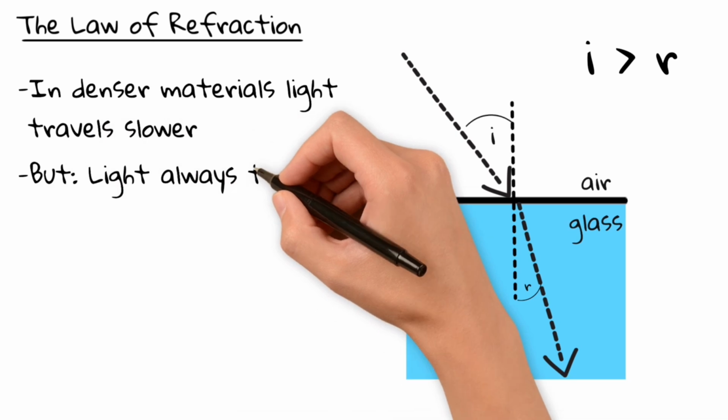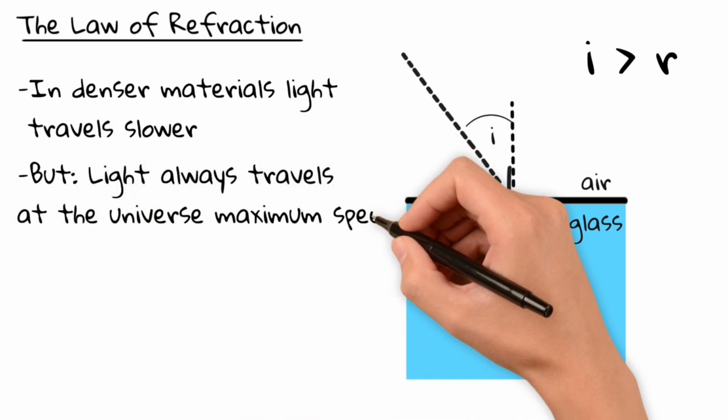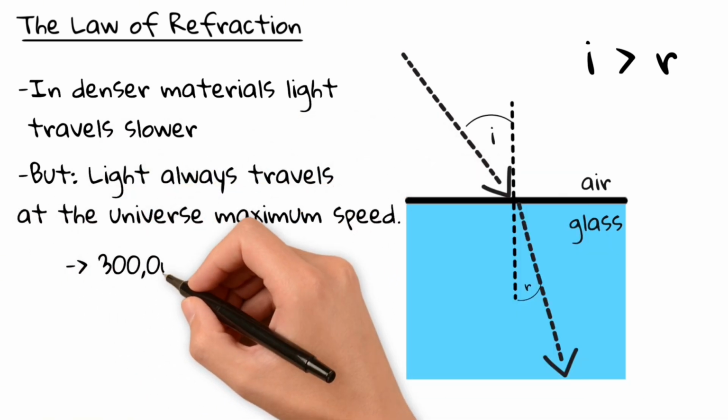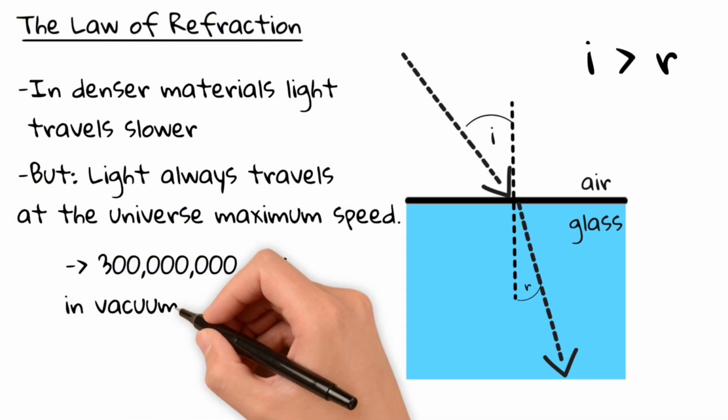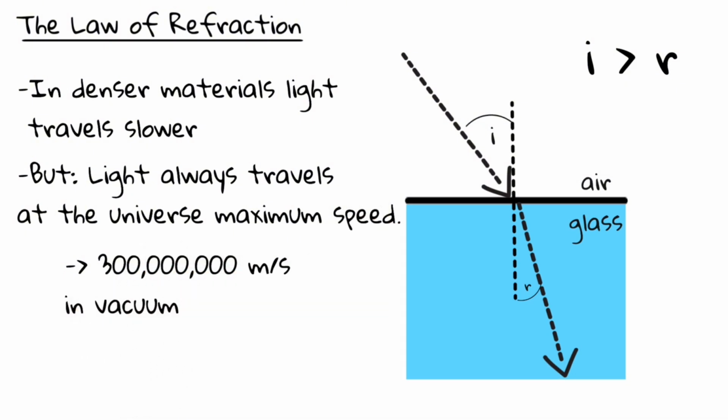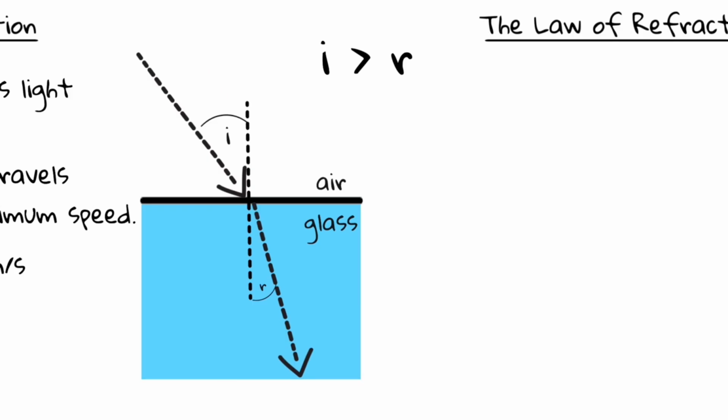But here's the key point. Light always travels at the maximum possible speed in a vacuum, and that's roughly 300,000 kilometers per second. In other media, it's slower due to interactions with atoms.